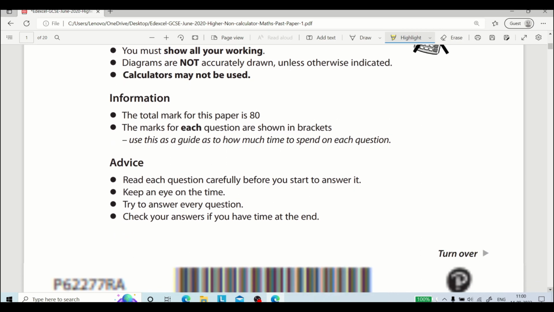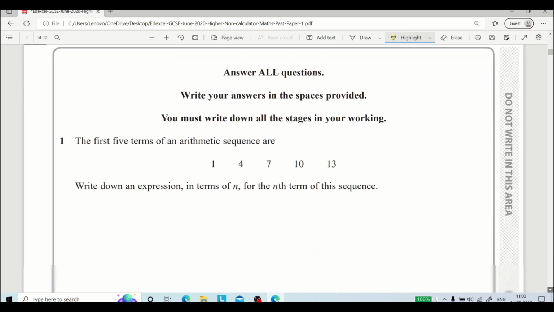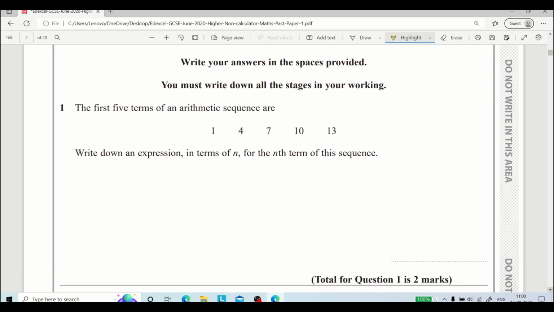Starting with question 1. I'll read out the question loudly first and then we'll solve it together. All the best.